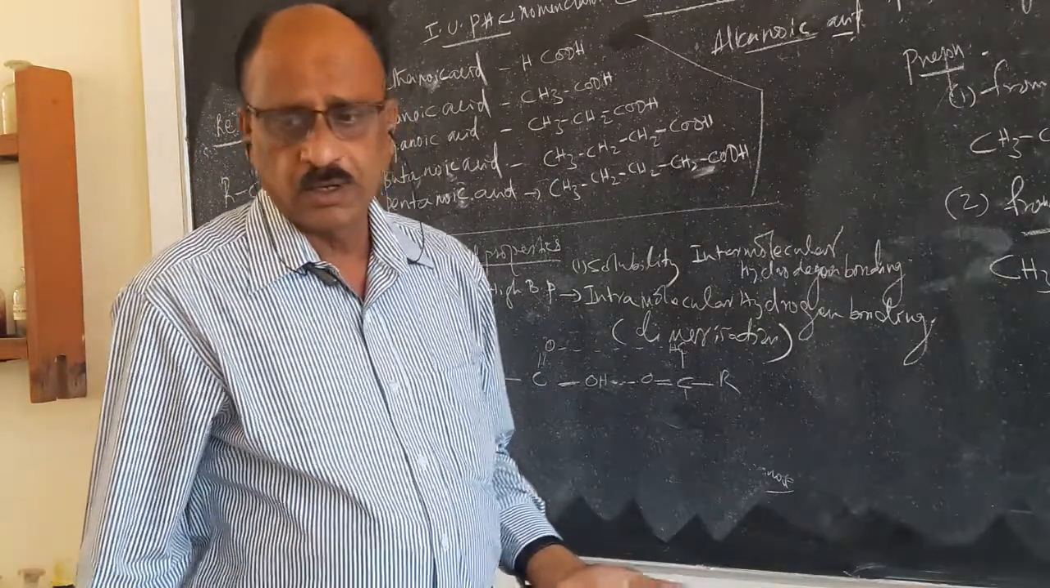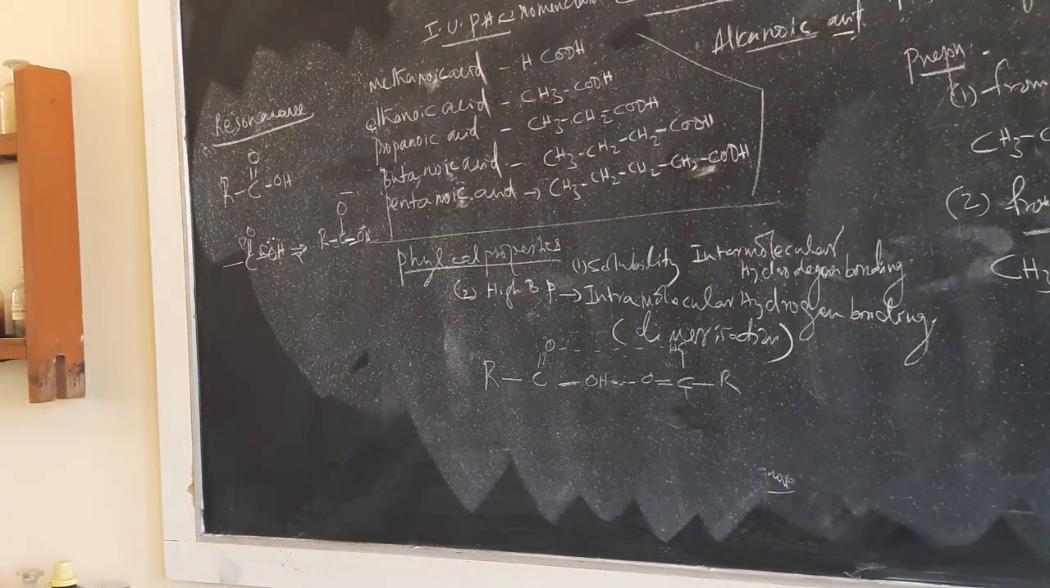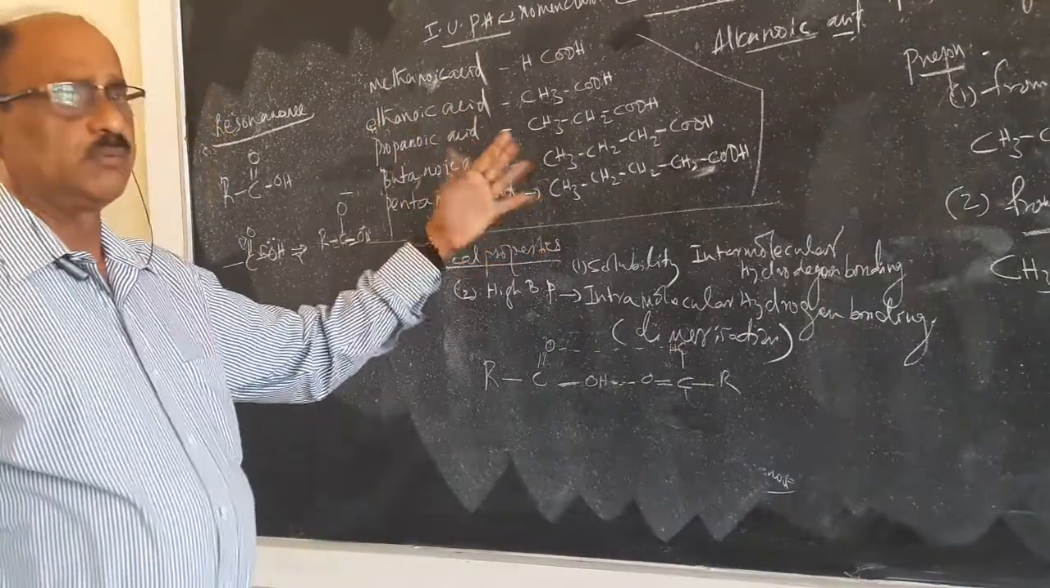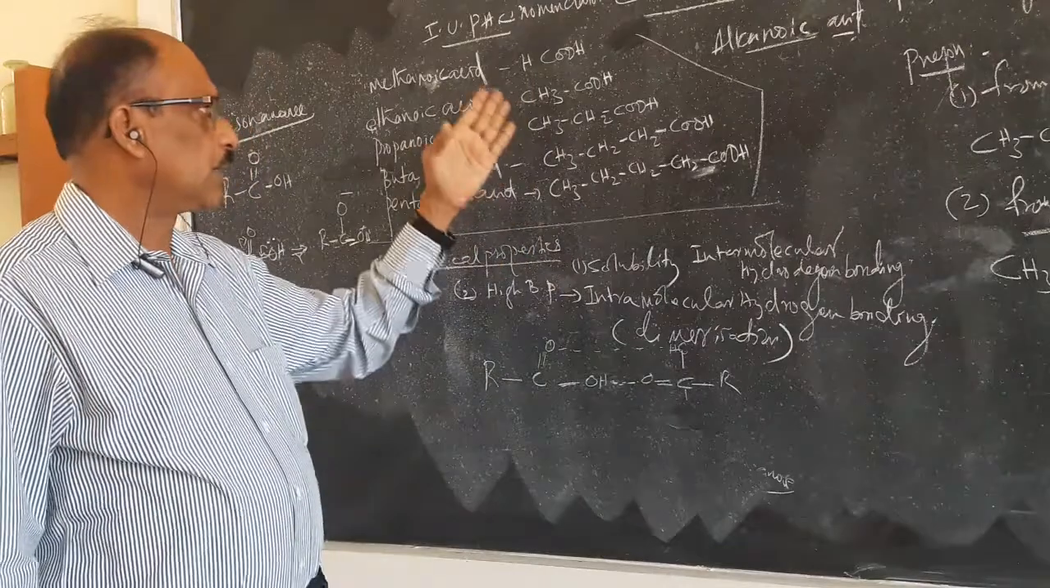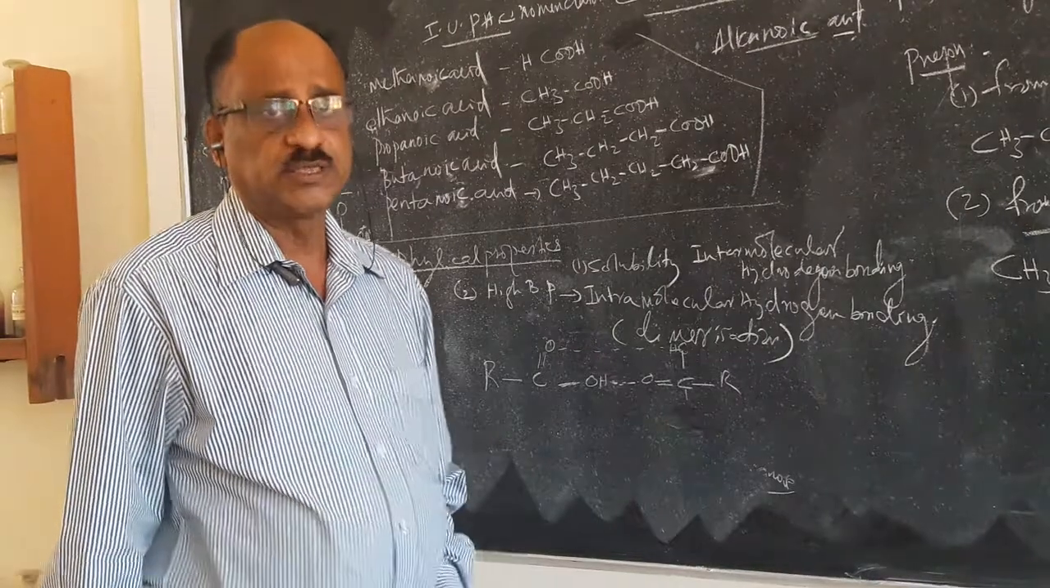Generally, you can say the common name is formic acid, acetic acid, propionic acid, butyric acid, valeric acid, like that. The common name is given according to the previous studies. Common name and general name, both are not so important now. Generally, we have to express everything by the usage of IUPAC nomenclature.